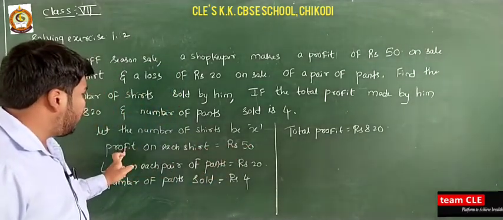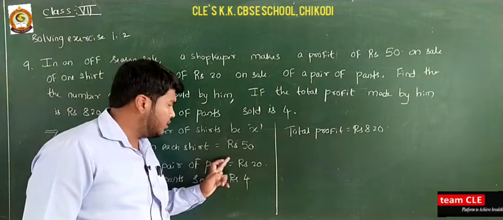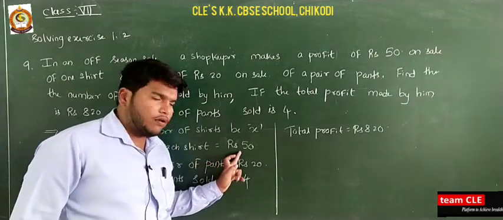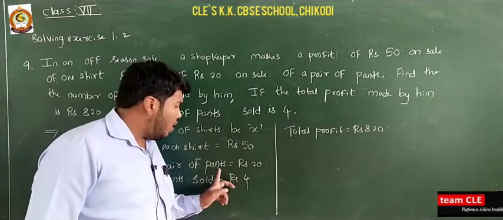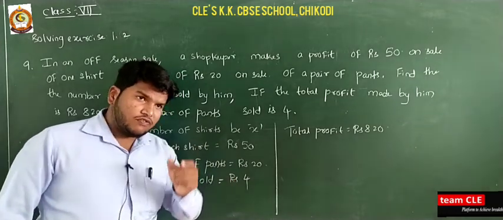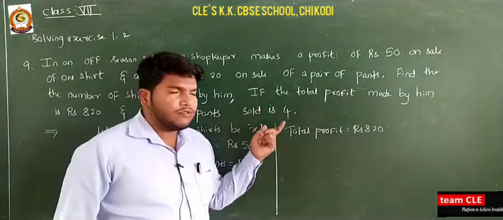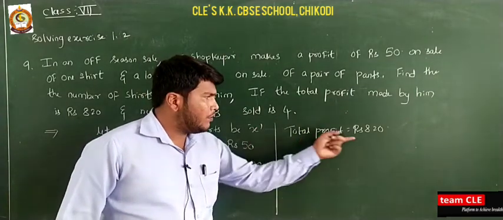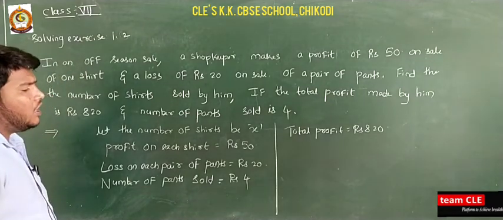Okay, similarly, profit on each shirt is rupees 50. Similarly, loss on each pair of pants is rupees 20. First write the given things. Next, number of pants sold is 4, and total profit he is getting is 820. Okay, now we have to construct the equation.